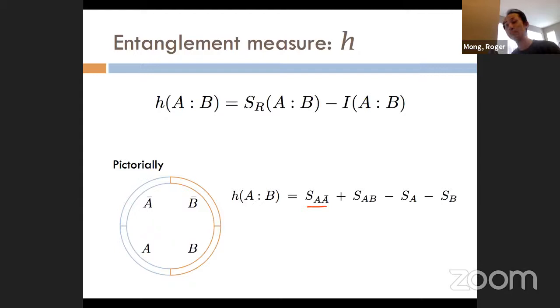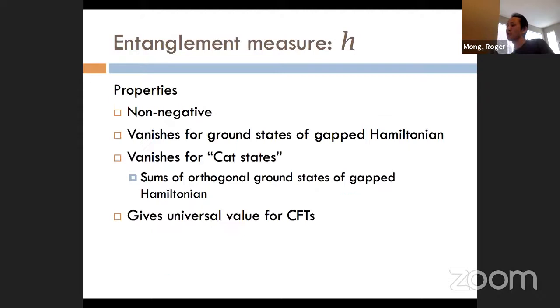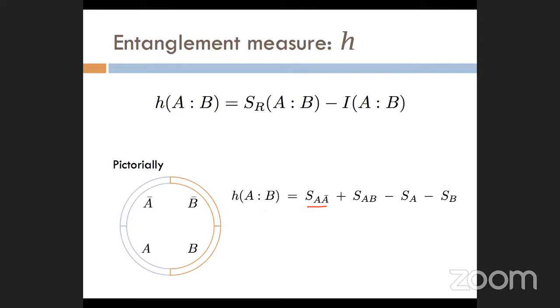All right, so what I want to first talk about is its various properties: why did we define this, why is it useful, and what information it gives us. The main bullet points are: it's non-negative, which I'll show in a second. It vanishes for ground states of any gapped Hamiltonian in the thermodynamic limit. It also vanishes for cat states, which I'll explain. Cat as in Schrodinger's cat. And then for CFTs, it's universal. Can you flash the definition again? Okay. I'm going to show it a few more times.